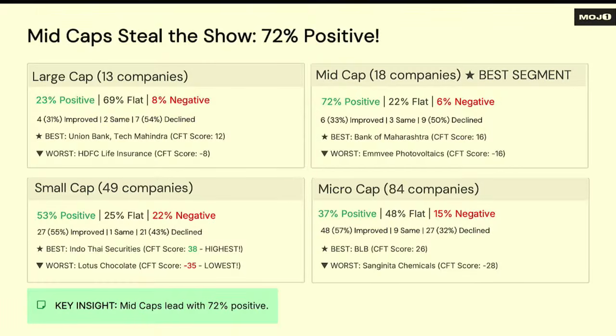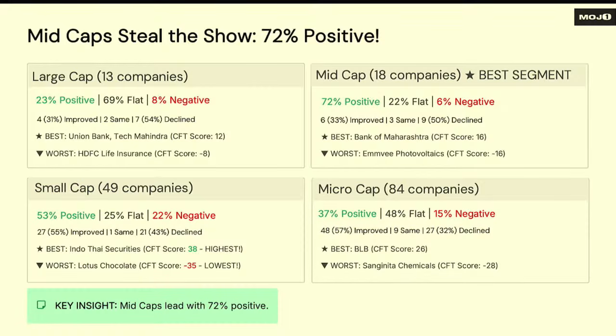Now, surprisingly to most of you, or maybe not surprising, mid-cap companies have declared the best results so far. If you look at the large cap companies, 13 companies declared results, 23% were positive, 69% were flat, and 8% were negative.